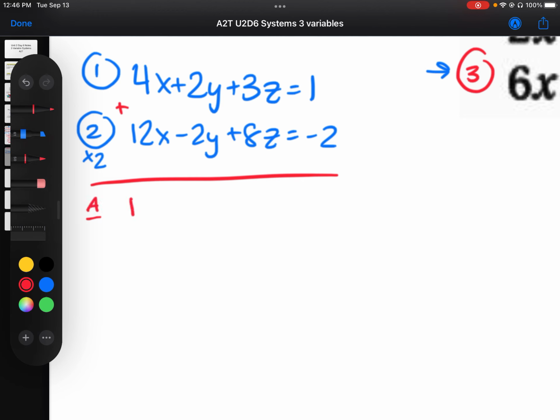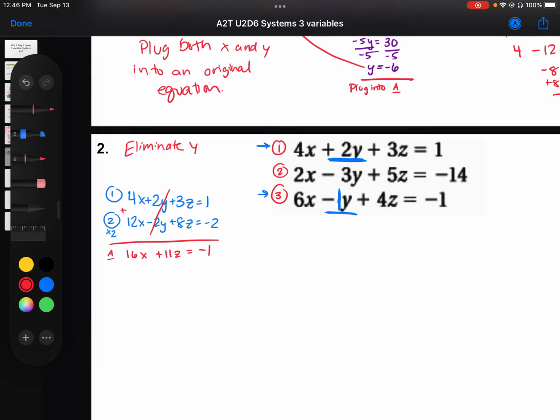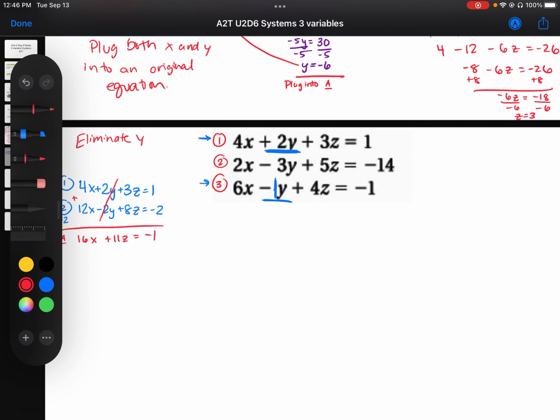4 plus 12 is 16x. Y's cancel. 3 plus 8 is 11z equals. Now my z's look like 2's, so that's why I put a little line through them. 1 plus -2 is -1. All right, we'll come back to A. Now, I need to take two new equations. I can't use 1 and 3 again, but I could use 1 and 2 or 2 and 3. Let's use 2 and 3.